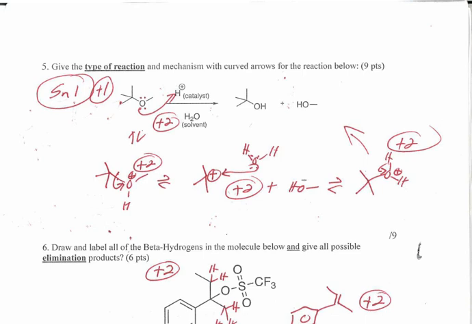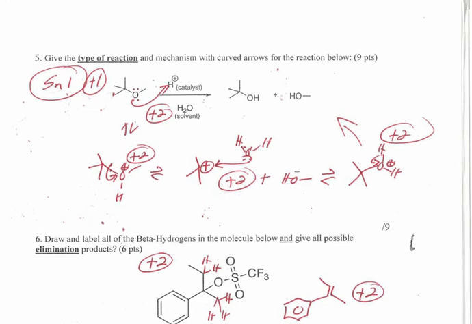So for this one, make sure in all these things you read the instructions really carefully. So it asks what type of reaction you have here and what mechanism with curved arrows. Now I'm giving you the product. That should really help you narrow it down between E1, E2, SN1, and SN2. If I give you this product, you should already eliminate E1 and E2 because this is not an elimination product. So it's either SN1 or SN2.